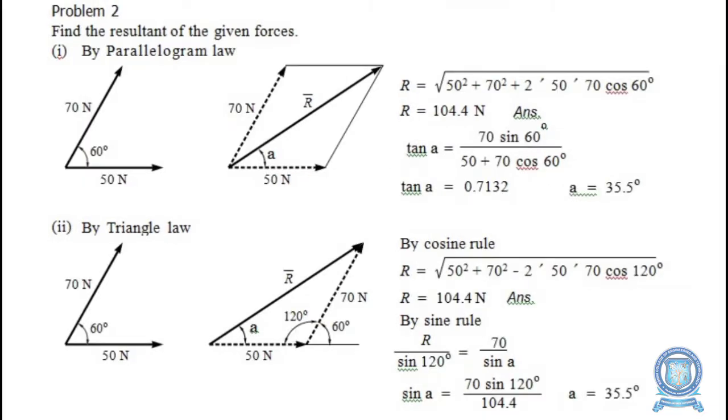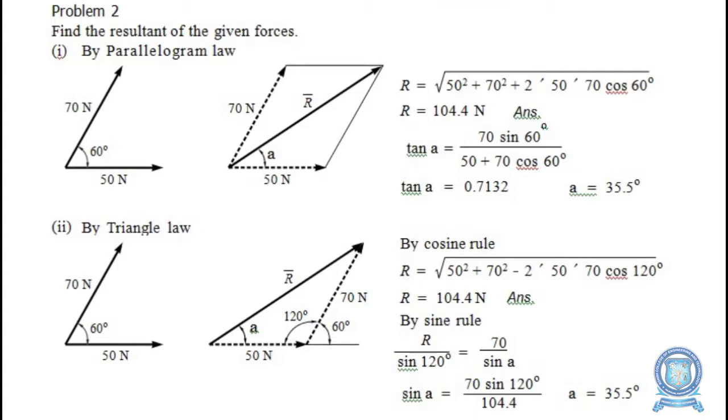Now we can move to problem number 2. Okay, so I will read out the problem first. Find the resultant of the given forces, first by parallelogram law method, and second by triangle law method. Here the forces given are 50 Newton and 70 Newton. The angle between the two forces is 60 degrees.